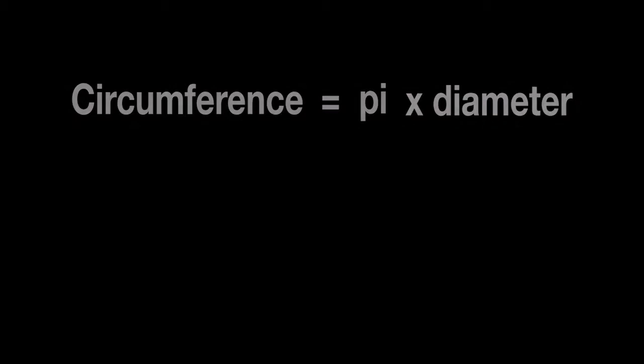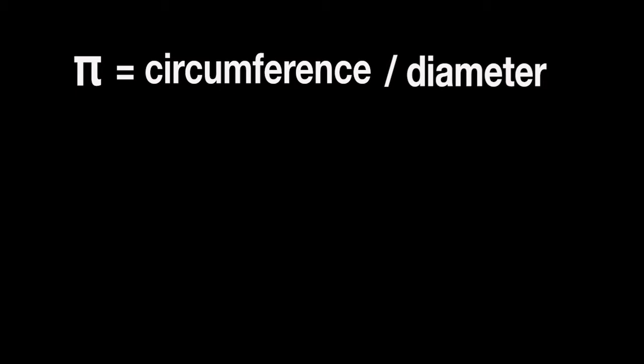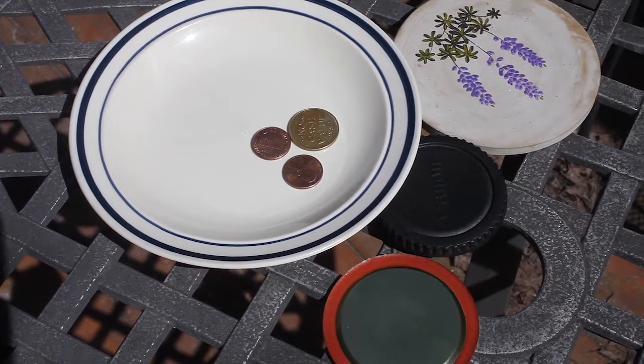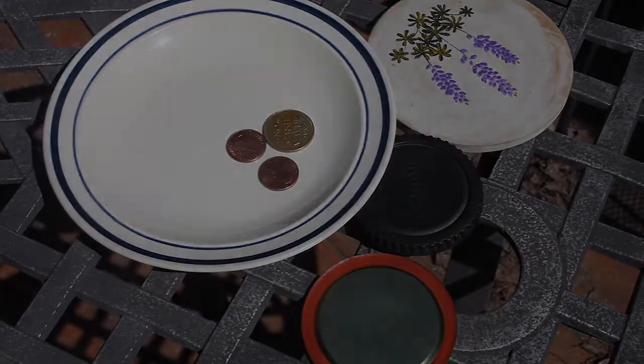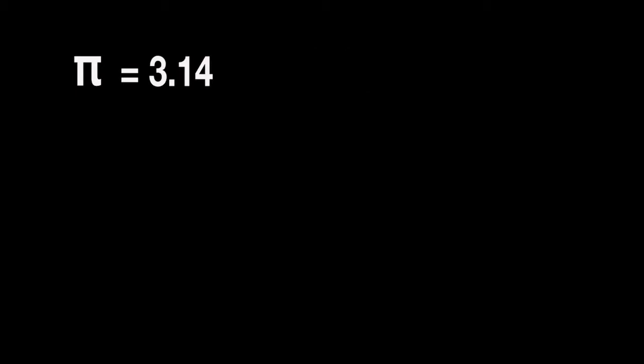The formula for calculating circumference is circumference equals pi times diameter. This is the symbol for pi. But what is pi? Over time, mathematicians found that pi is a ratio that equals circumference divided by diameter. Every circle, regardless of its size, results in the ratio called pi. In all circles, the ratio is approximately 3.14.